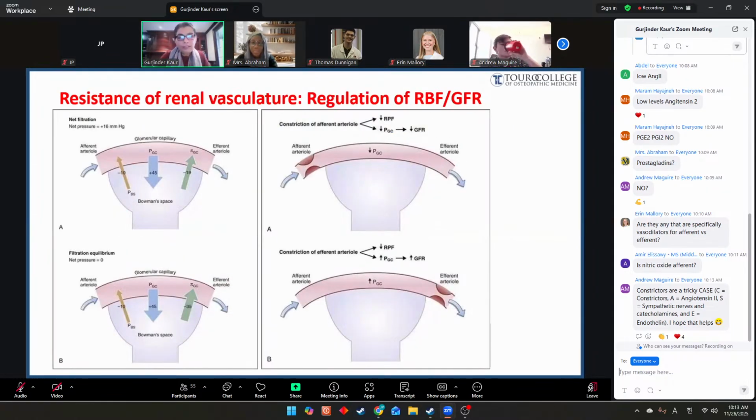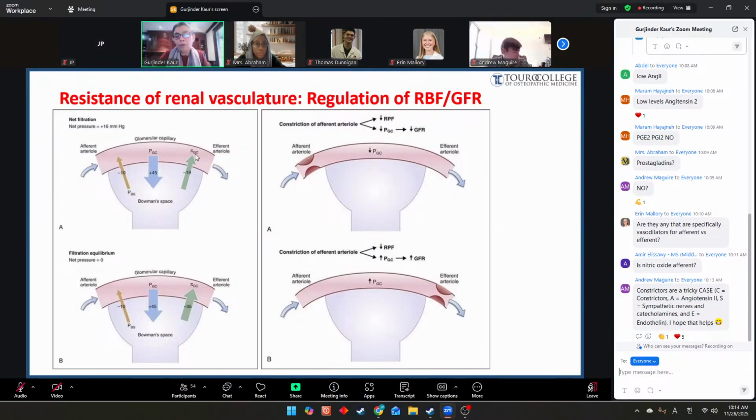Okay. So this is the same thing again. You need to know your filtration pressure is a work-up of these three items here. Major driver would be your PGC. That is your hydrostatic pressure of GC, which stands for glomerular capillary. So P is your hydrostatic pressure. Here, P is your hydrostatic pressure for Bowman space, right? BS is your Bowman space.